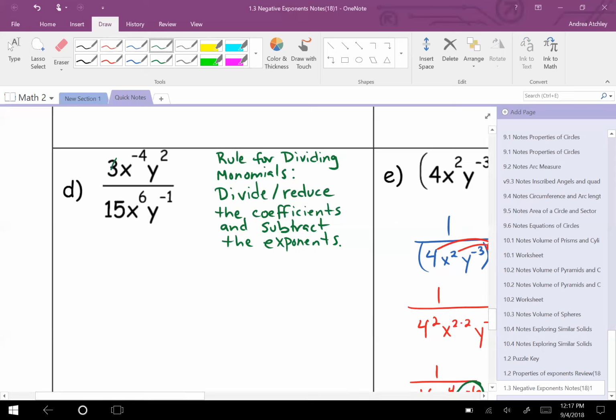Okay, so 3 and 15 can both be divided by 3, so I'm going to divide them both by 3. 3 divided by 3 is 1, and 15 divided by 3 is 5. So I'm going to get 1/5.